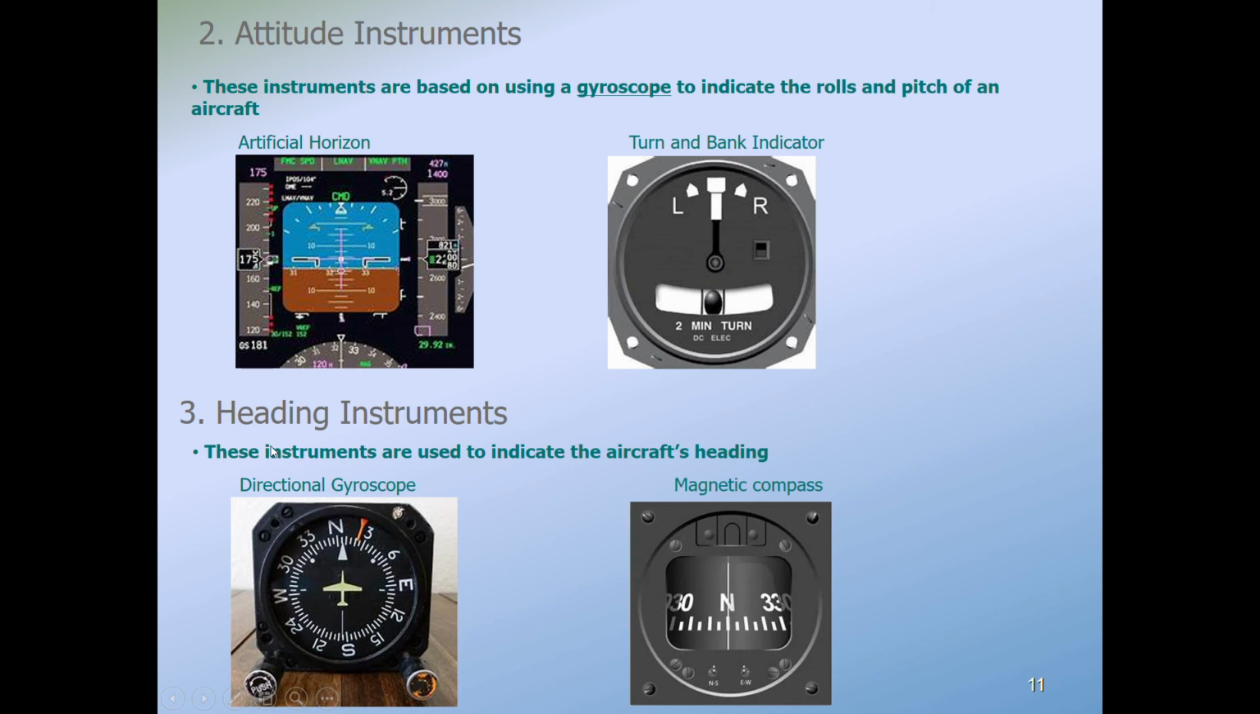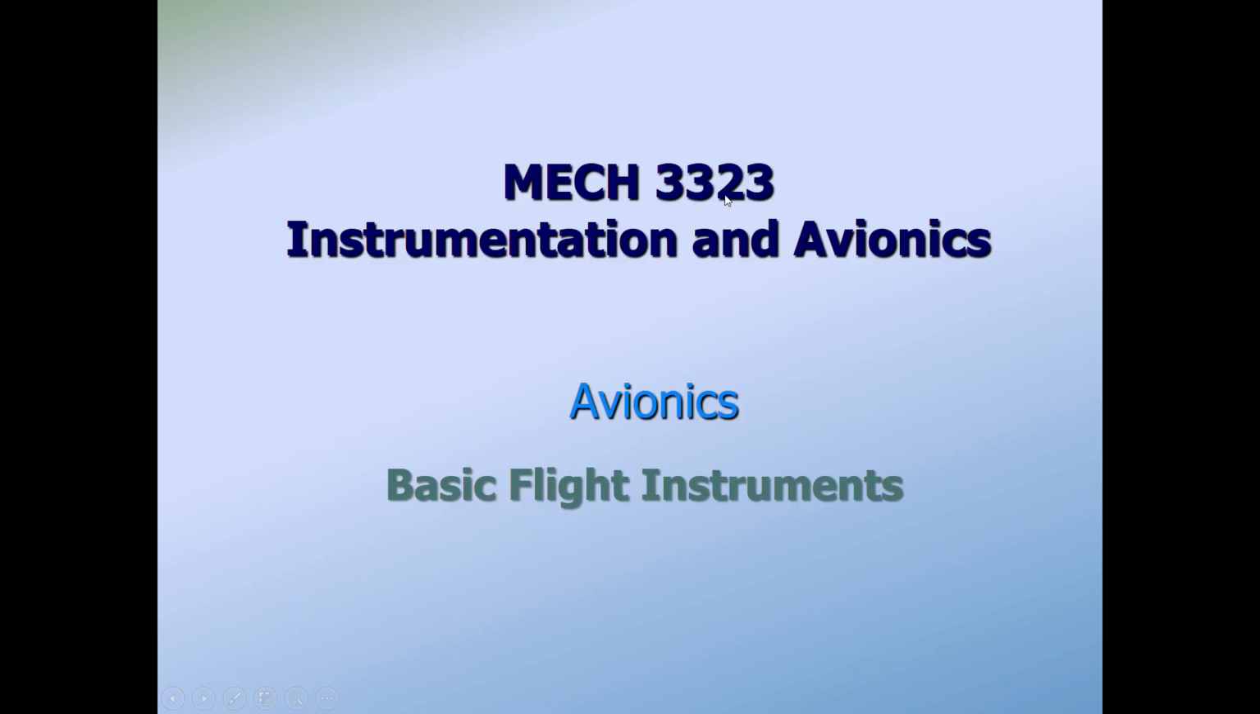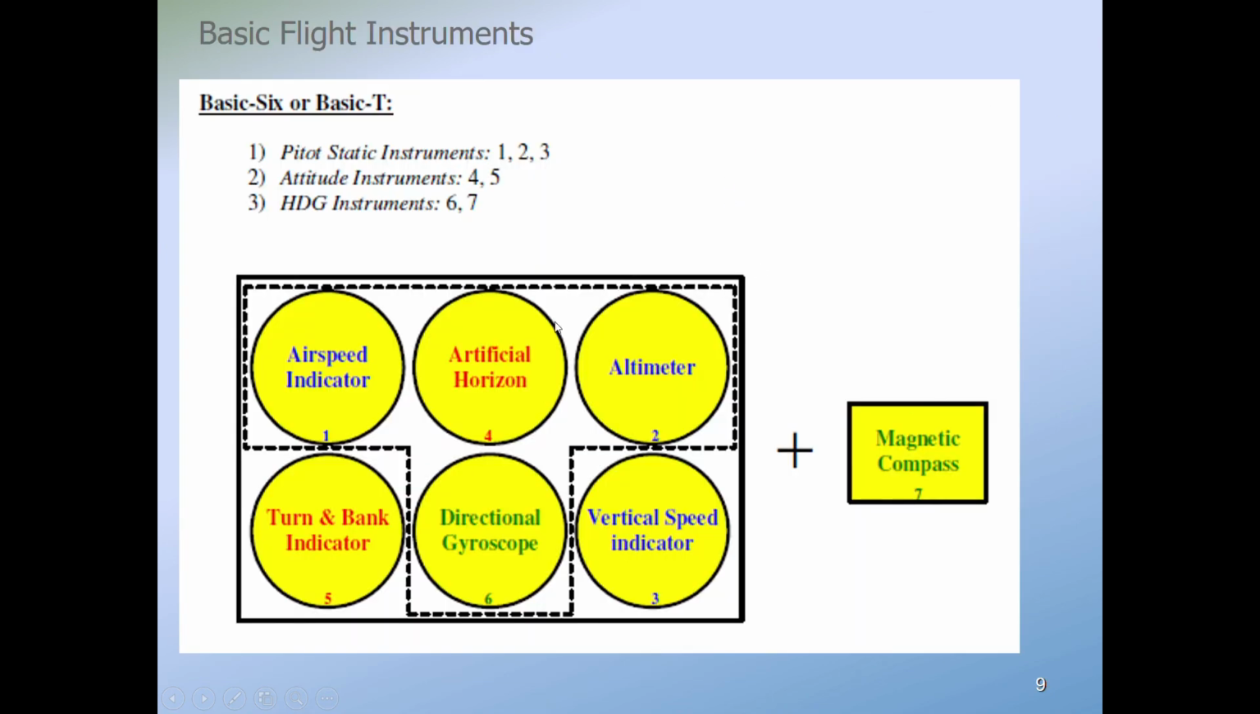Next, we have heading instruments. These instruments are used to indicate the aircraft heading. So here we have a directional gyroscope and a magnetic compass. Technically, everything is summarized in this figure. Whatever they have put here, the indication is actually everything in this figure.